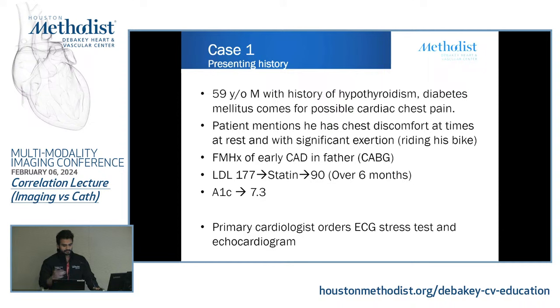He also has a family history of early CAD in the father, around age 50, and the father underwent CABG. Six months ago, his LDL was 177. His cardiologist started him on a statin, and the LDL came down to about 90 at this visit. His A1C is 7.3, so he is diabetic. His primary cardiologist says, this guy is riding his bike every day, let's do a stress EKG and an echocardiogram. I would say that's pretty reasonable at that point.